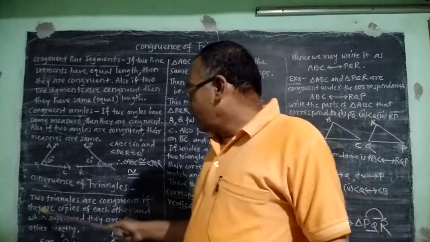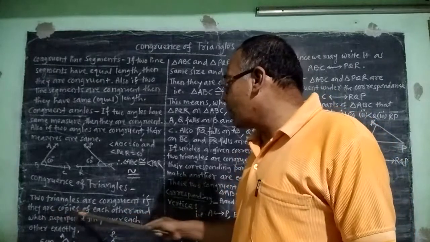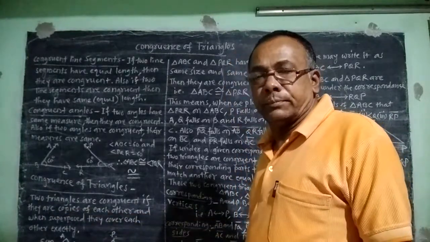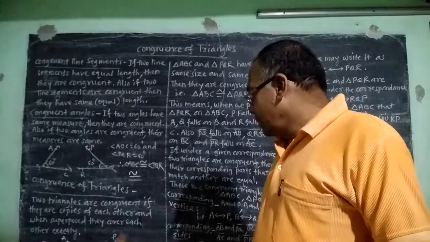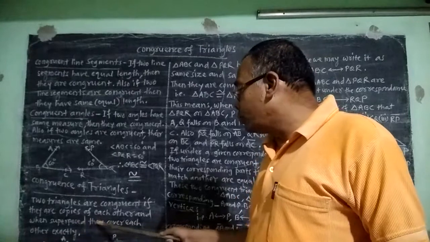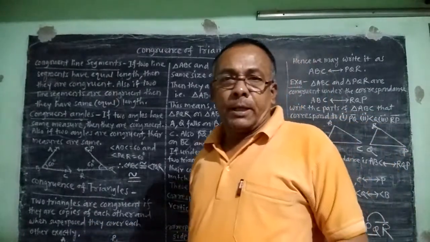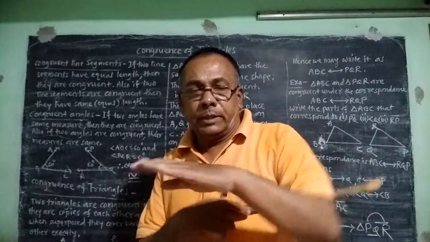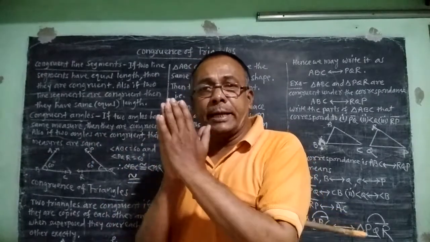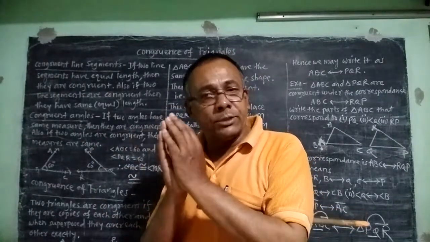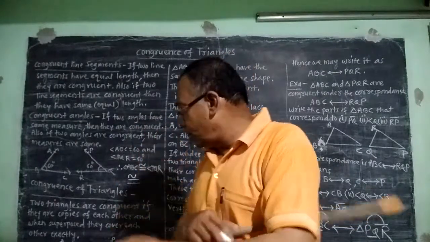Here two triangles are congruent if they are copies of each other, and when superposed they cover each other. Superpose means to put. If we put one triangle on the other triangle, then it is seen that both the triangles cover each other, means it is only one triangle, though there are two triangles.